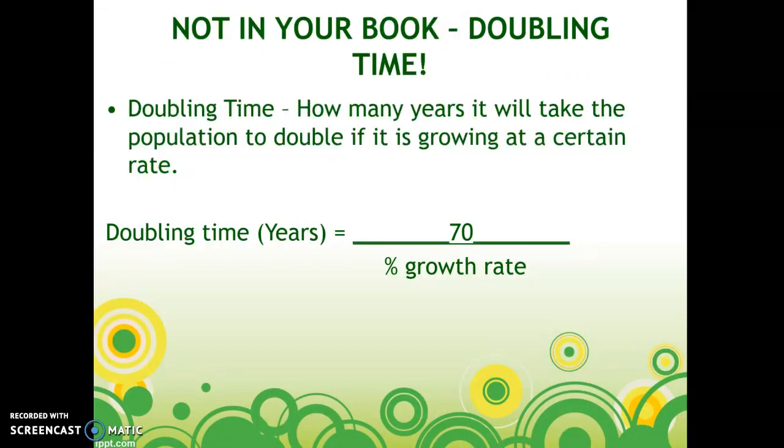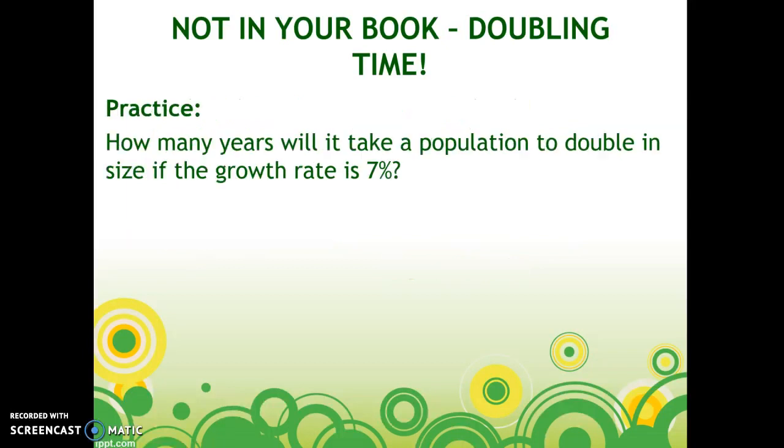So this is something that's not in your textbook, but it is an important part of population growth. This is an equation you will most definitely see on your AP test and for your exams in class. Doubling time is how many years it will take the population to double if it's growing at a certain rate. So doubling time in years is equal to 70 divided by the percent growth rate. So let's look at some practice problems.